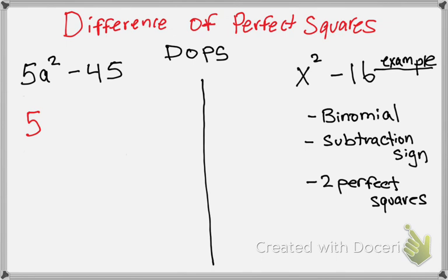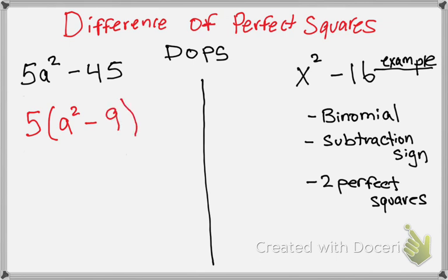Okay, the greatest common factor is 5. So now I'm gonna open up my parentheses. All I did was factor out a 5, because that's the only thing they have in common, and I'm just gonna rewrite the rest of the problem. A squared minus 9.